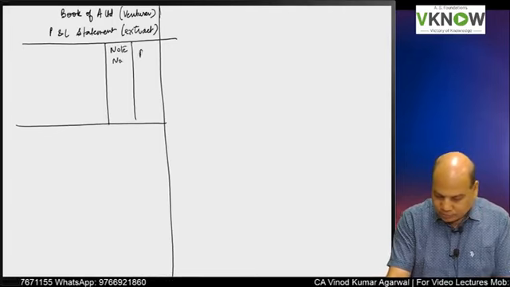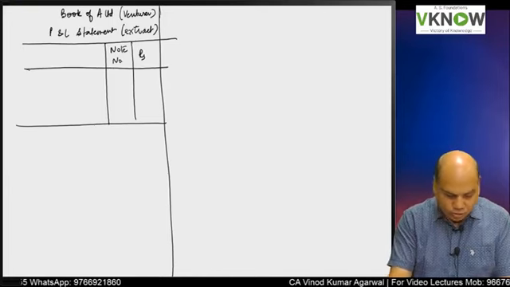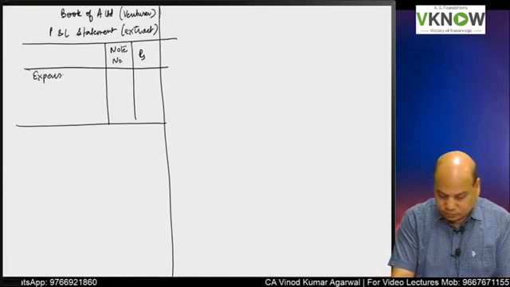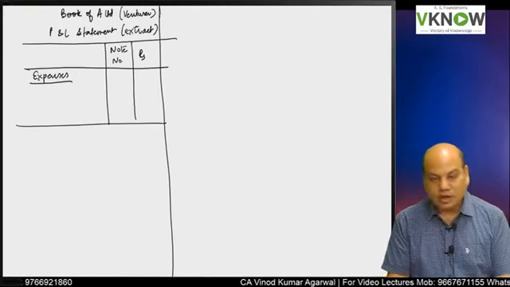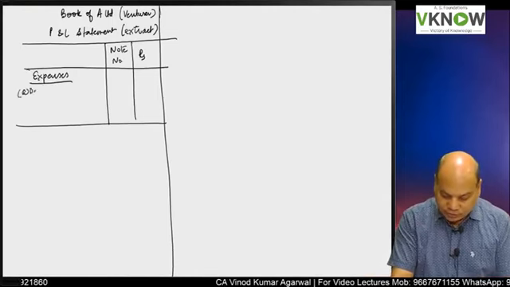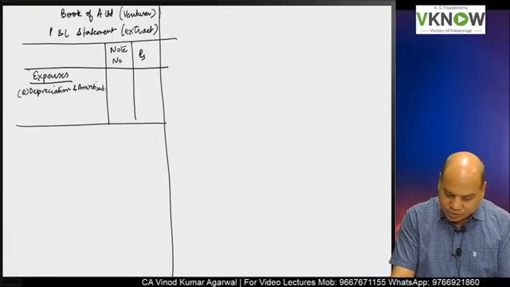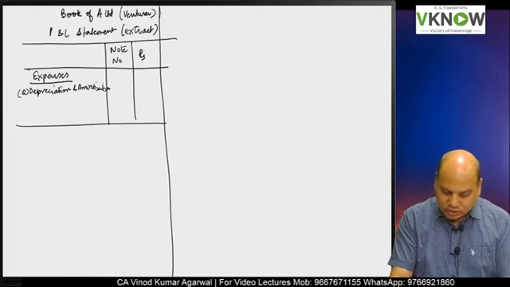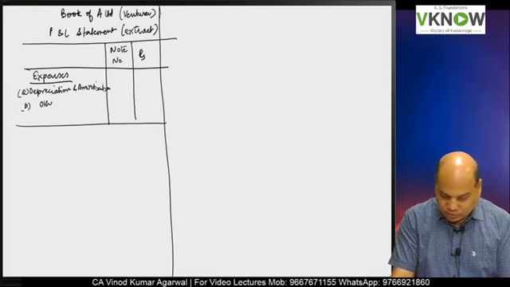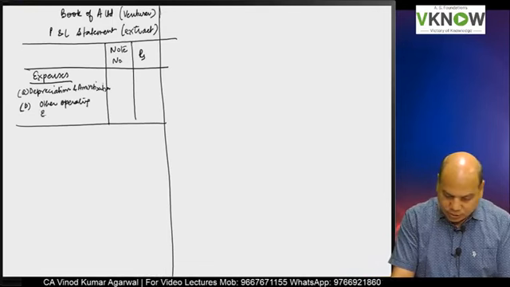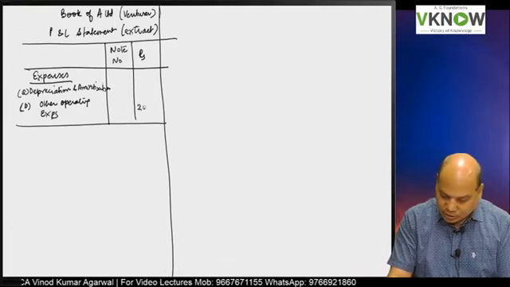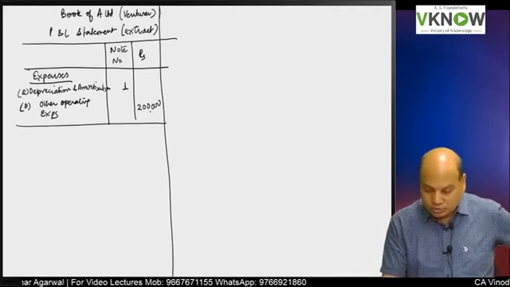Note number, rupees. So there will be 2 expenses that we are going to present. One is depreciation and amortization. And second, I will present other operating expenses. This I can write 2 lakh rupees in the outer column, and for depreciation I will prepare a working note.